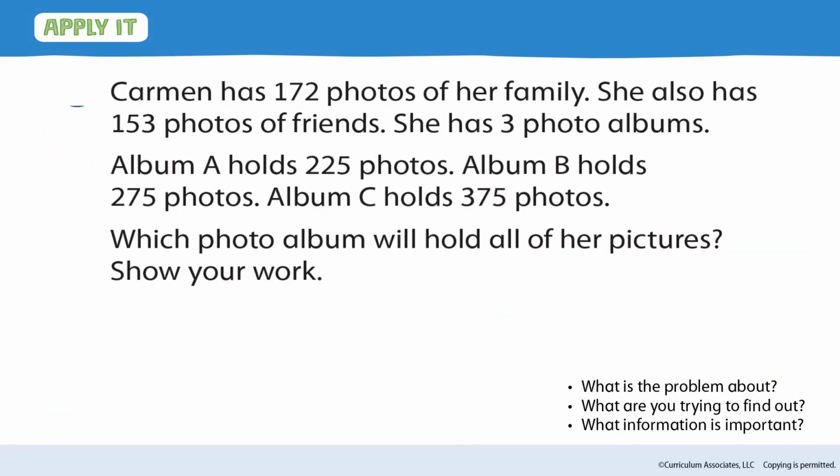Okay, let's look at this problem. Read it to yourself first. Think about the three main questions that we ask ourselves before trying to solve the problem. They're located in the bottom right corner. And then try to answer those questions. Then go on and solve the problem if you can. Return when you're ready to discuss the problem and the strategies that we could have used to solve it.